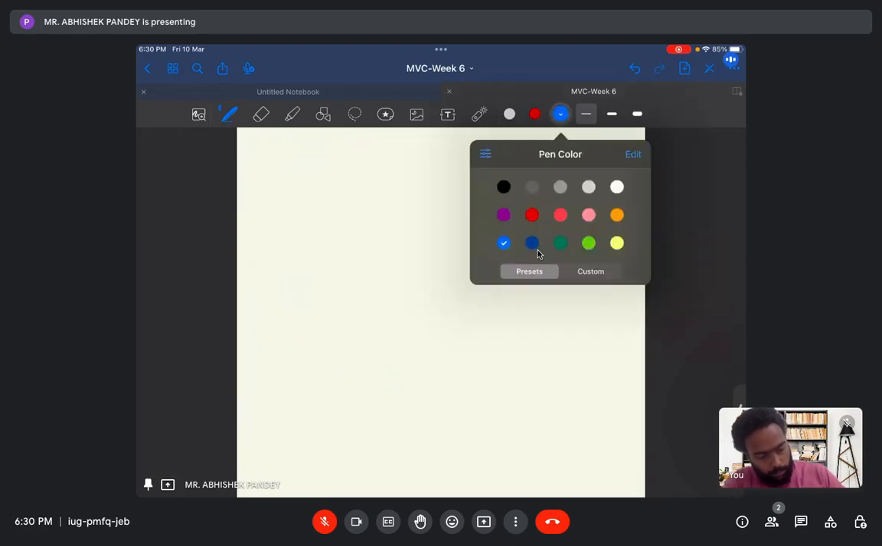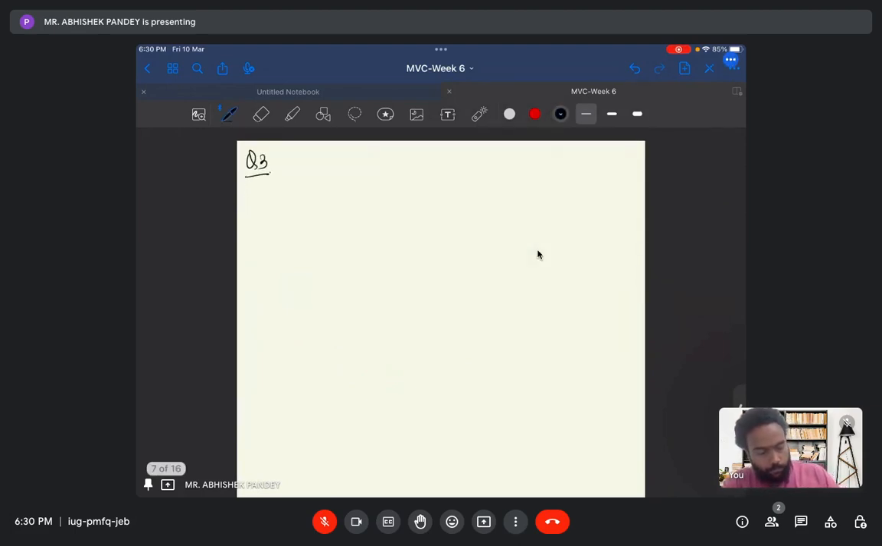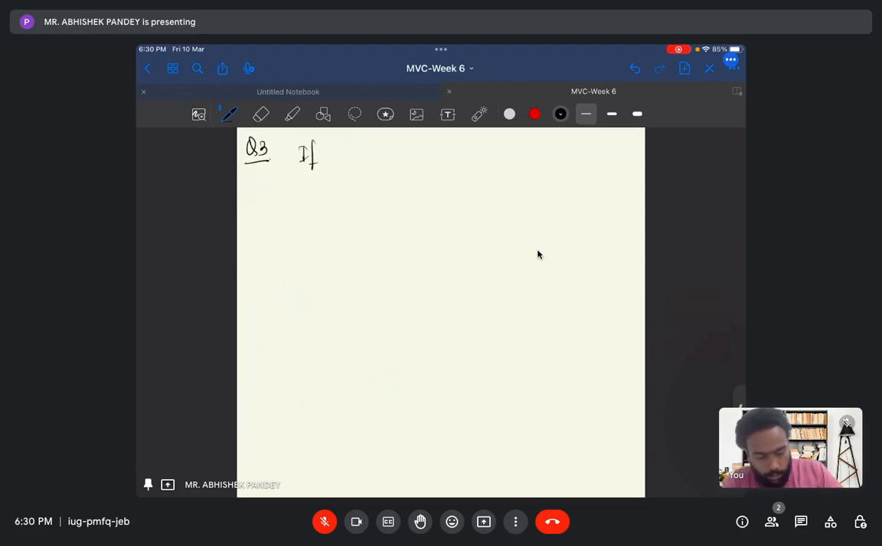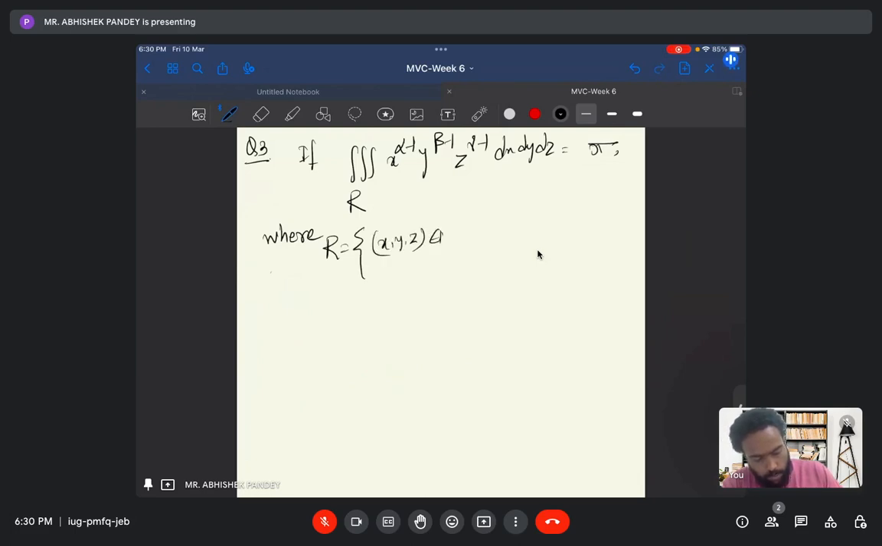So question number 3 is, if the integral over R of x to the power alpha minus 1, y to the power beta minus 1, and z to the power gamma minus 1 dx dy dz equals pi, where R is the set of x, y, z belonging to R3, x is non-negative, y is non-negative, and z is also non-negative, and x square plus y square plus z square equals 4, then we need to find the value of alpha plus beta plus gamma.